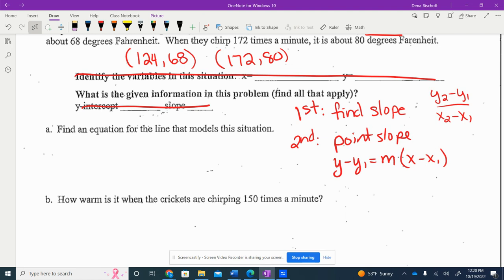So if you can write an equation, does it matter which ordered pair you use? No, it doesn't. So use this one just so that way I'm giving you some help. This is your x1 and this is your y1. How warm is it when the crickets are chirping 150 times? This means let x equal 150 after you write your equation. And you'll solve for the temperature. Okay? Does that make sense?